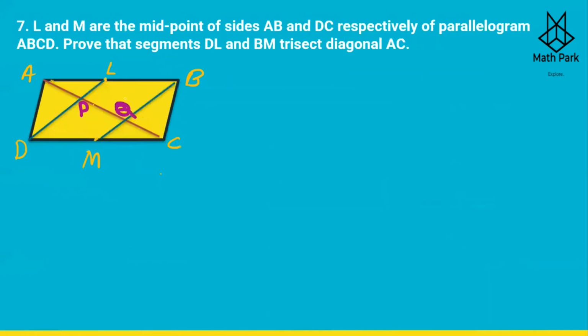Moving to question number 7. L and M are the midpoints of sides AB and DC respectively. So L is the midpoint of AB and M is the midpoint of DC. You have to prove that DL and BM trisect diagonal AC. That means we need to prove all the parts are equal: AP is equal to PQ is equal to QC. This is what we need to prove.